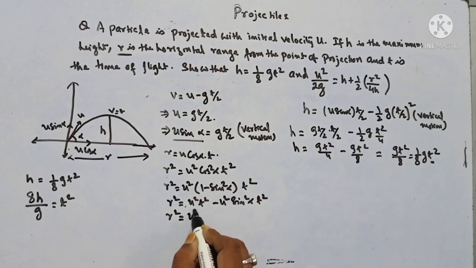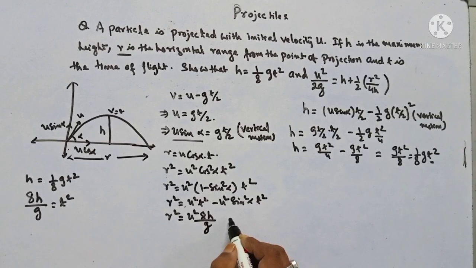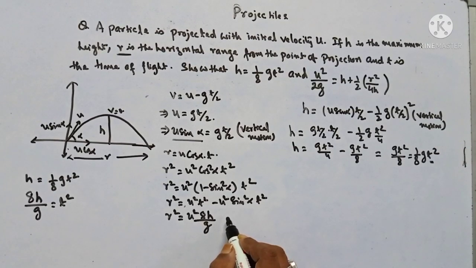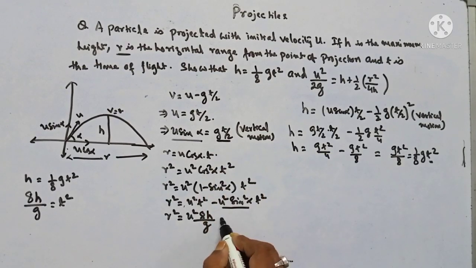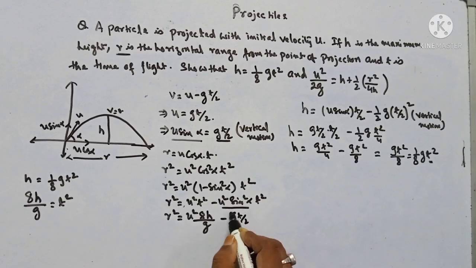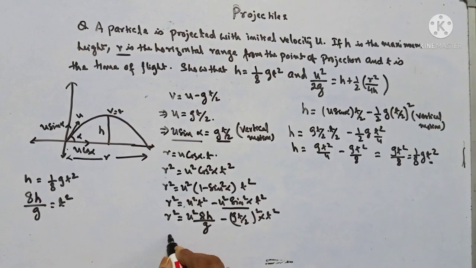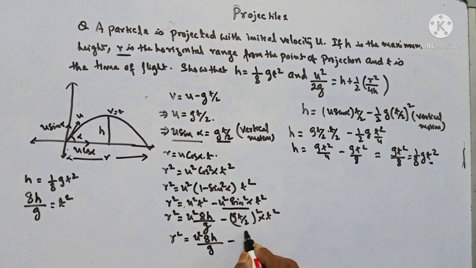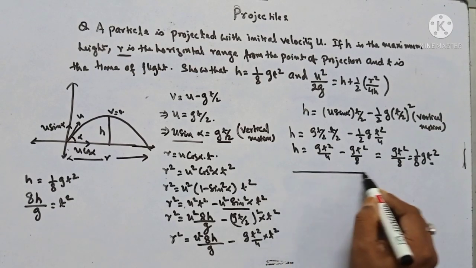R square is equal to u square into 8h by g, and here this value will be from here, that is minus gt by 2 the whole square into t square. So this will be r square is equal to u square 8h by g minus g t square by 4 into t square.